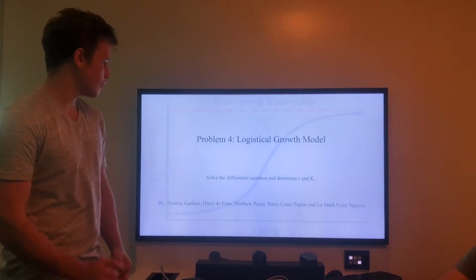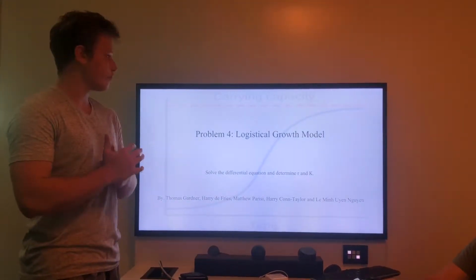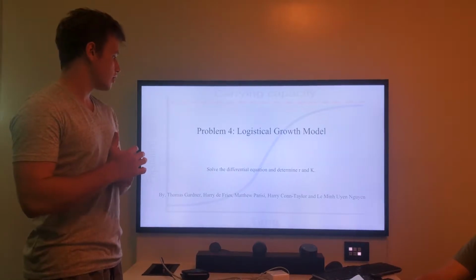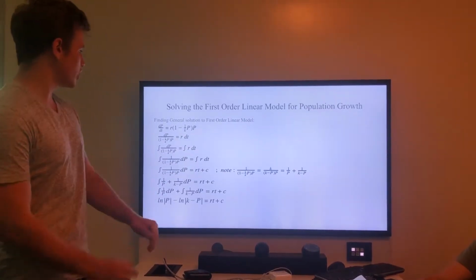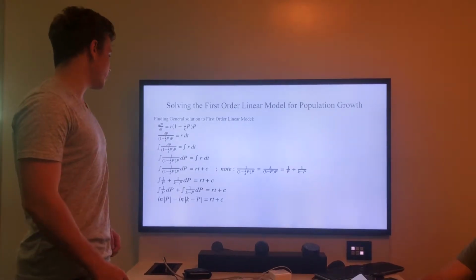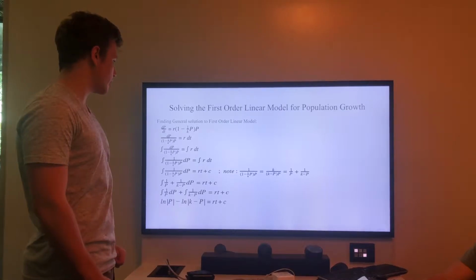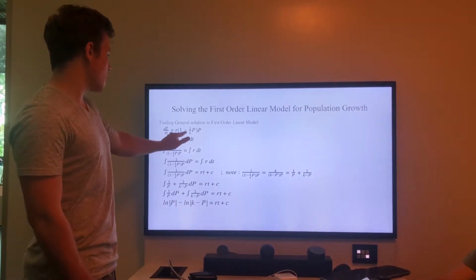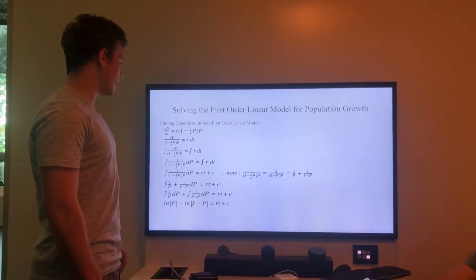Alright, good morning. Welcome. This is Group 15's answer to problem 4 on logistic growth models, for the 106 peer review 2018. So originally we were given this equation for dp/dt, and we wanted to get p by itself in an equation. So we took 1 - 1/k p to the other side to get r dt by itself.